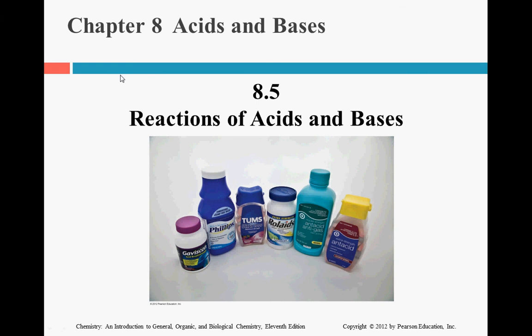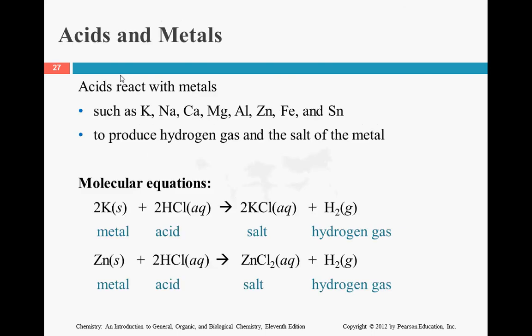In section 5, we're going to begin discussing the reactivity of acids and bases. There are 3 basic reactions that we're going to discuss: acids with metals, acids with carbonates, and acids with bases. We've actually seen several of these reactions in the laboratory, so I might refer back to those.